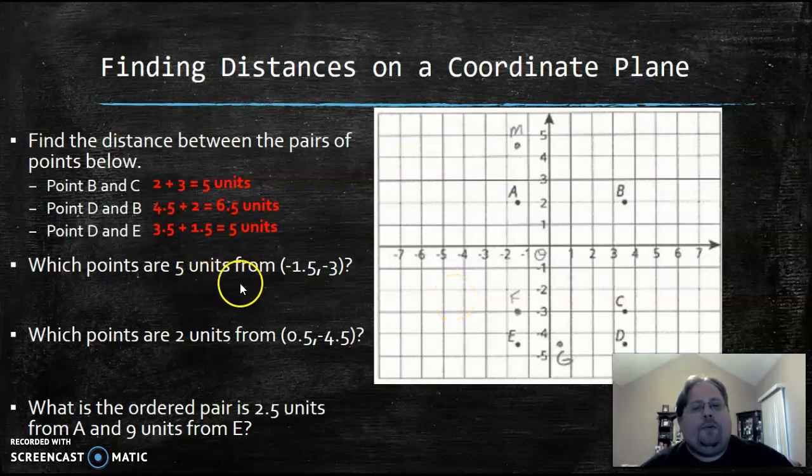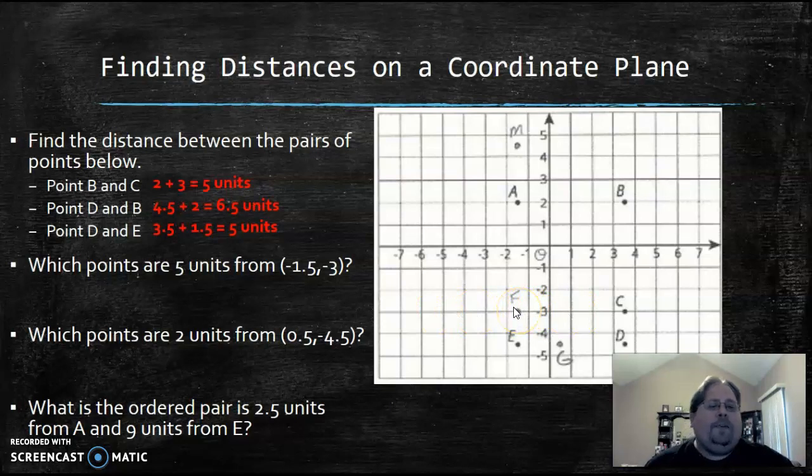Now we need to find which points are 5 units from negative 5, negative 3. So looking at this, we go over to negative 1.5 and down to negative 3, and I've labeled that with point F. For 5 units away, you're just going to count 5 units above, below, and left to right. Below, we can't go 5 units because the graph stops. And to the left, we can't go 5 units because the graph stops there.